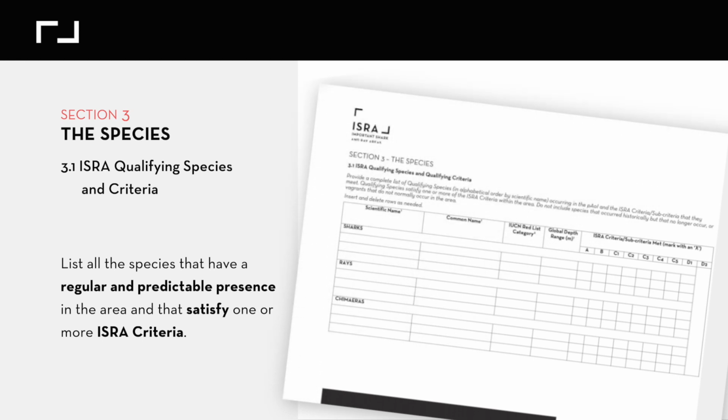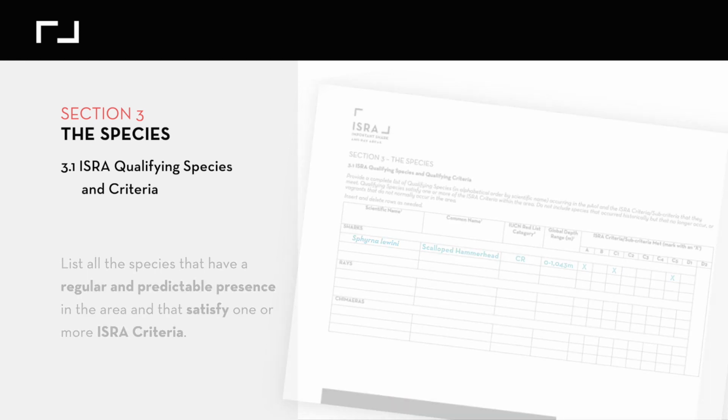This is where you need to list all the species that have a regular and predictable presence in the area and that satisfy one or more ISRA criteria. Include in this table the scientific and common name, IUCN Red List of threatened species categories, and a global depth range. Specify here with an X in the ISRA criteria that each of the qualifying species satisfy.